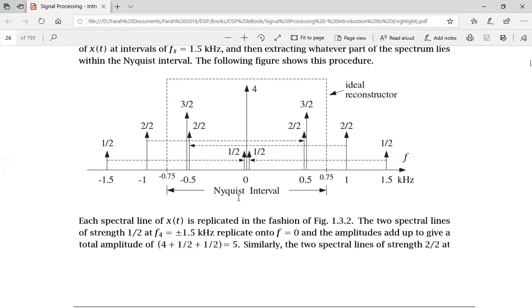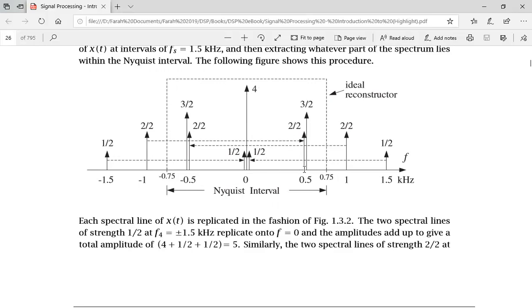What you observe here is that at 0 hertz, you have the original component for 0 hertz, which had amplitude 4 and is not aliased. But due to f4, whose original frequency was 1.5 kilohertz, it has been aliased as 0 hertz. So at f equals 0, you now have three components, one due to the DC value of 4, and these two generated due to plus and minus half. The original amplitude was 1, and it has been reduced to half on both sides.